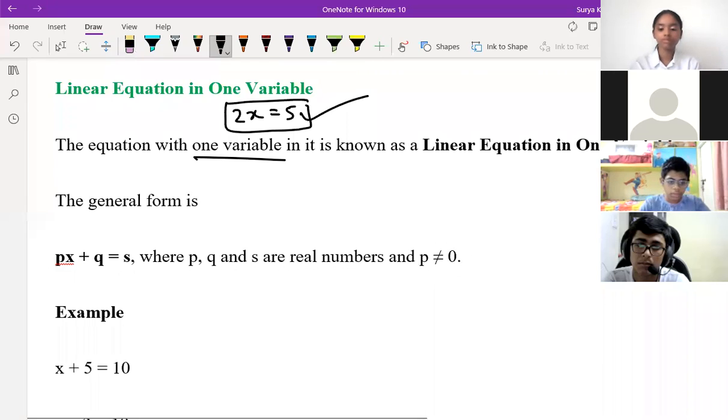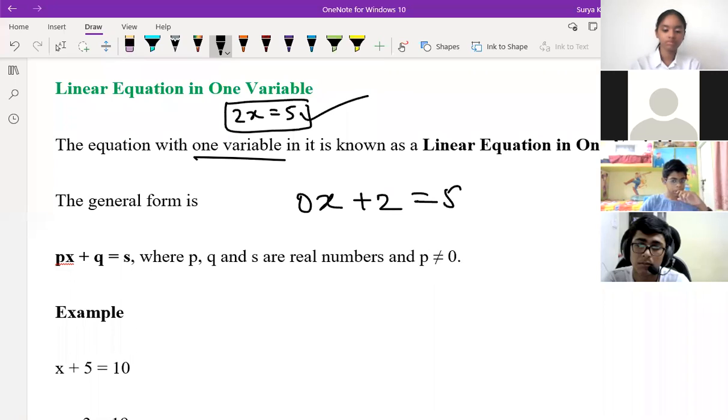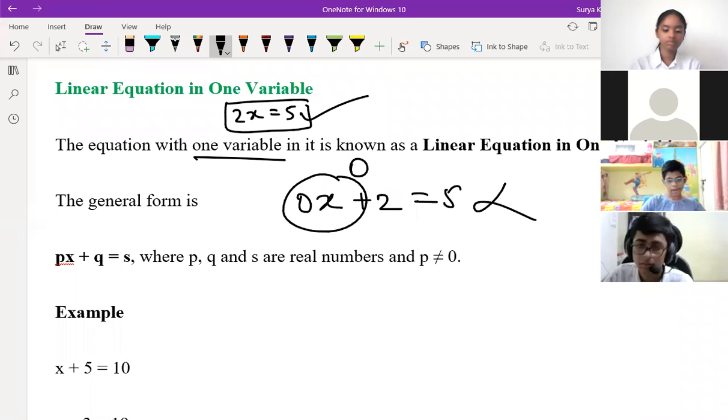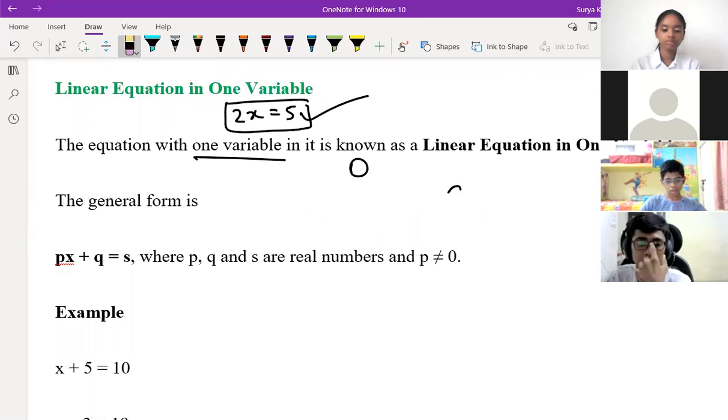If you write here 0x plus 2 is equal to 5, is it possible? This has become 0, so this is a nonsense thing, right? So here this is not a variable. Variable means one variable should be there. p should not be equal to 0.